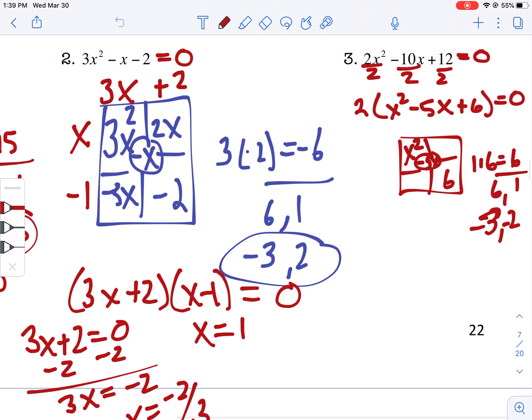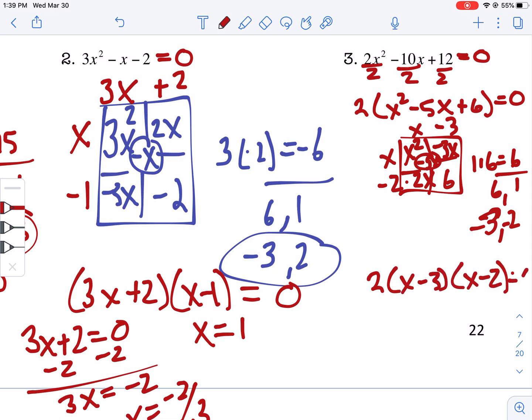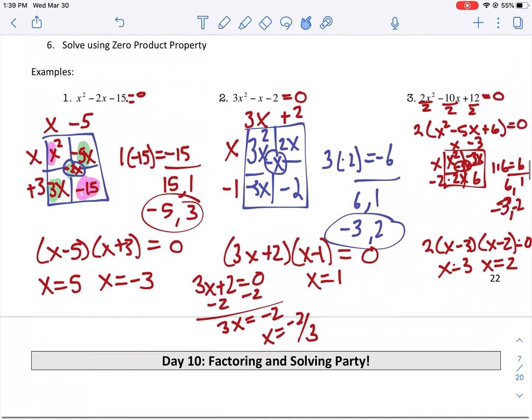All right, so if we put those in here, negative 3x, negative 2x. So this is x and x, minus 3 and minus 2. So it's factored into 2, x minus 3, x minus 2 equals 0. So with the zero product property, x equals 3 and x equals 2. All right, so today we're going to be doing some practice on these.